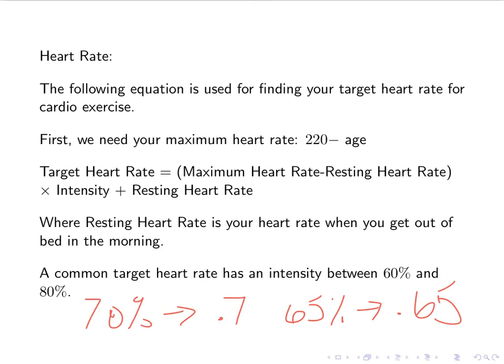Percent means per cent, meaning 100. So 60% is 60 per 100, or 60 divided by 100. So you're going to take the percentage, divide it by 100, and dividing by 100 translates to moving your decimal over 2 places. Okay, so 20% would be 0.20, 45% would be 0.45, and so on. So when it says times intensity, it's the decimal version of your intensity.